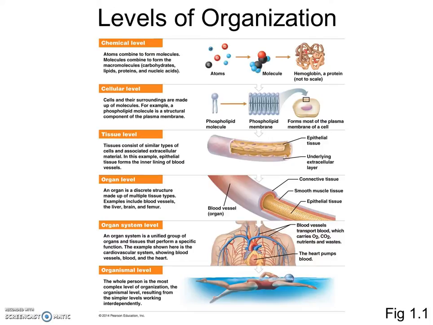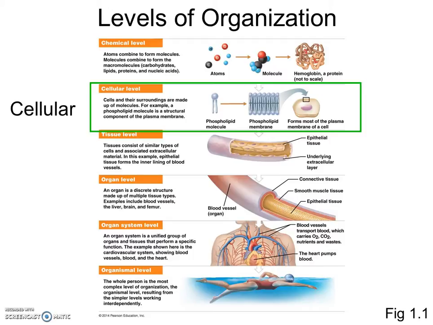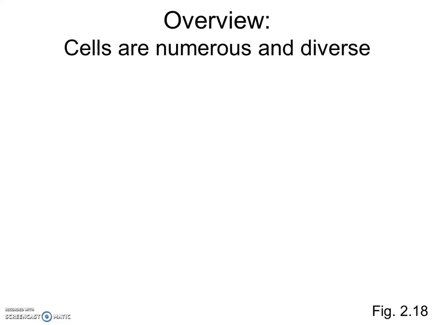So you remember this figure from our first lecture, and we were talking about the levels of organization of the body. So today we're discussing the cellular level. So let's give an overview. First of all, cells in our body are numerous and diverse. Numerous meaning we have trillions of them, and diverse meaning there's a lot of different types of cells.